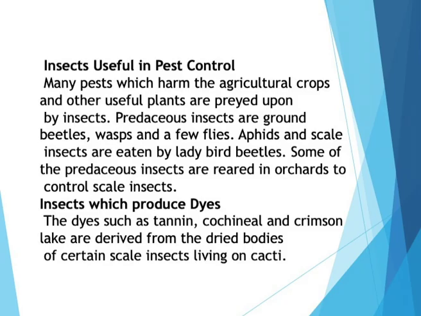Now, let us see some of the insects that are useful in pest control. Many pests which harm the agricultural crops and other useful plants are preyed upon by insects. Predaceous insects are ground beetles, wasps, and a few flies. Aphids and scale insects are eaten by lady bird beetles. Some of the predaceous insects are reared in orchards to control scale insects.